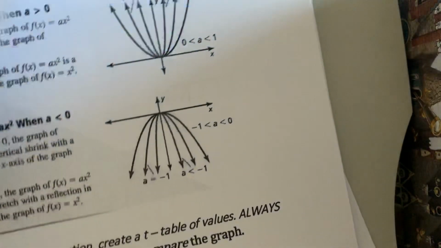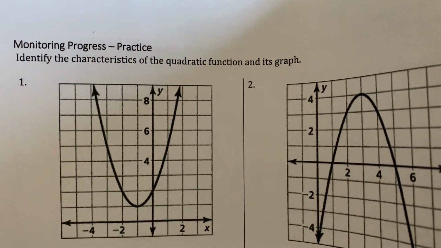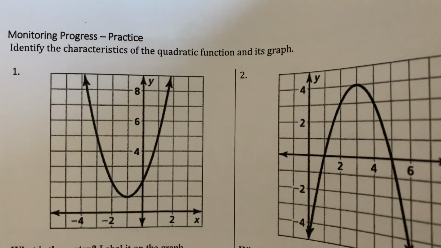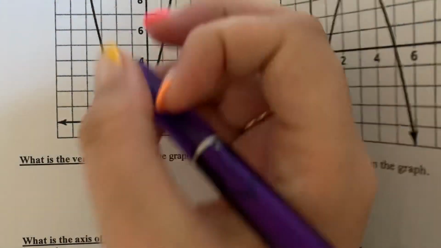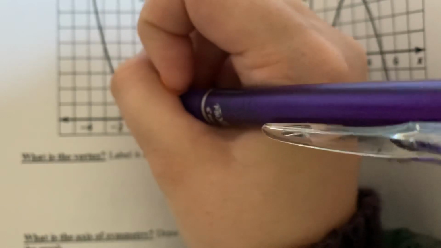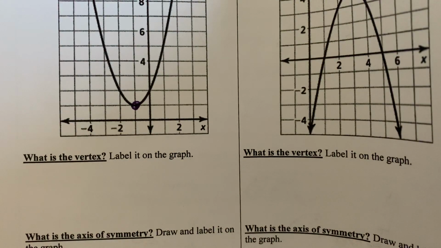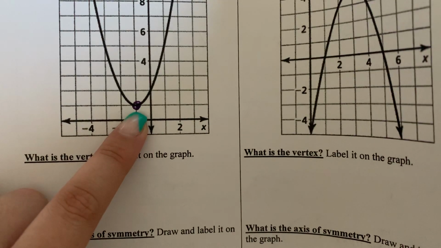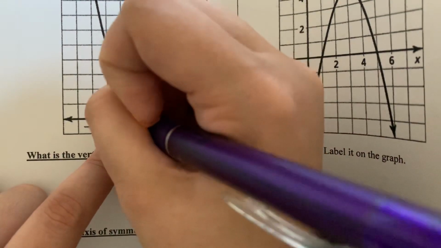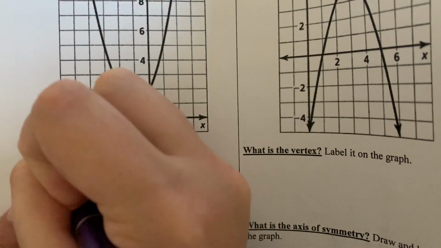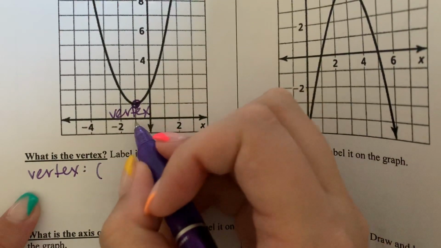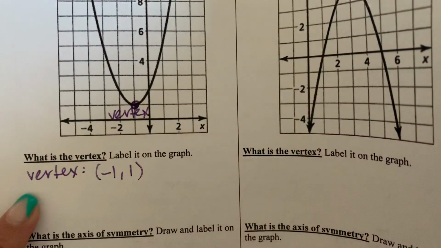Alright, so we're going to move on. Next page, almost done for today. Identify the characteristics of the quadratic function in its graph. So what is the vertex? Label the vertex. Right here, when it says label the vertex, I want you to put the point on the graph and write vertex. And then down here, you'll put vertex, and then tell me what point that is. So that's -1, 1. Okay?